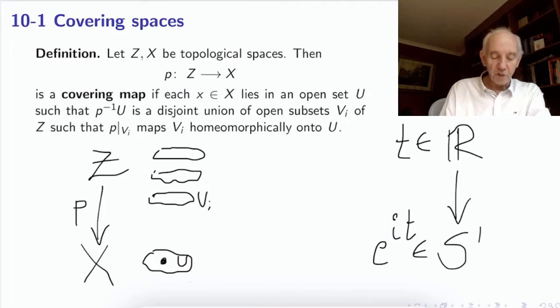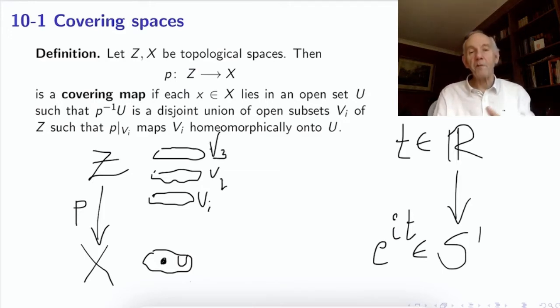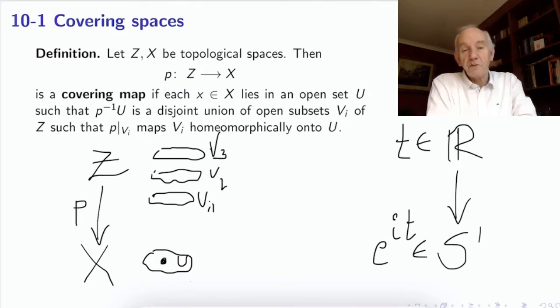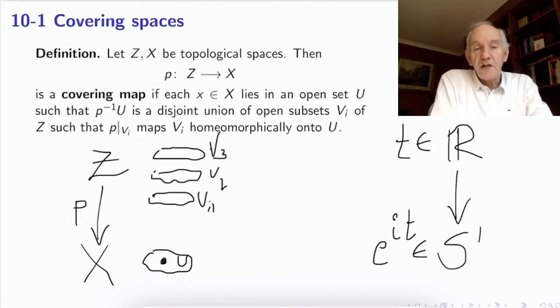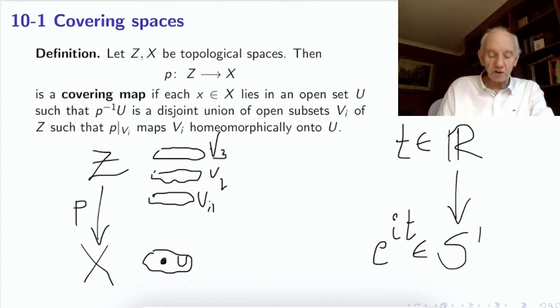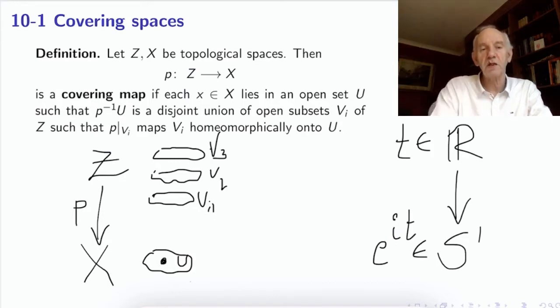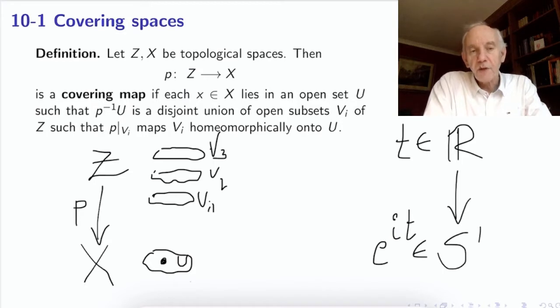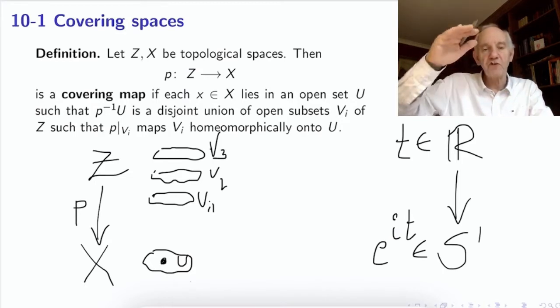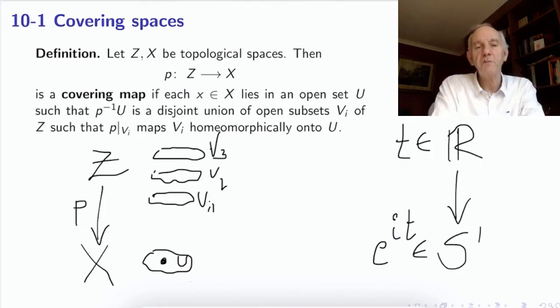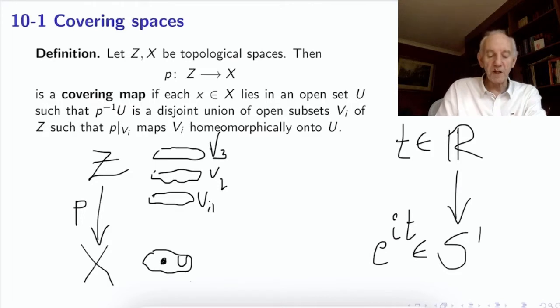So there might be, say, V1, V2, V3. There may be infinitely many. There may be just two of them. There could just be one of them if we took the identity map, but that's a bit stupid. So the idea is that for a sufficiently small open set in the base, the inverse image is a disjoint collection of open sets. The restriction of P to each one of these sheets, as they're called, gives a bijection, indeed a homeomorphism, from that sheet to the open set below. That's the notion of a covering map.